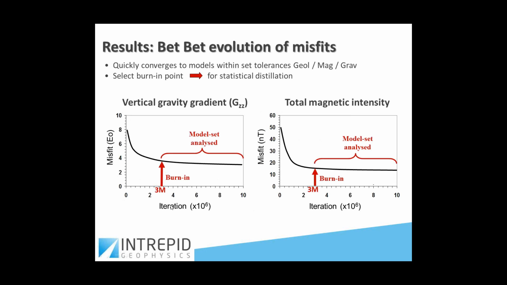And the user is able to set a burn-in point, in this case 3 million iterations and beyond, is acknowledged by the user as a point whereby those models after the 3 million iteration point are valid models, all to be kept and considered in the distillation of the statistics.